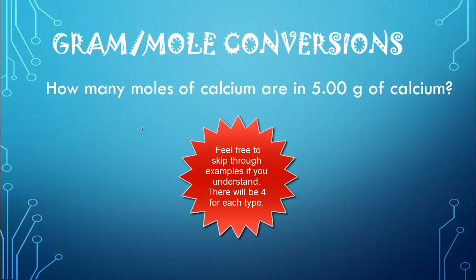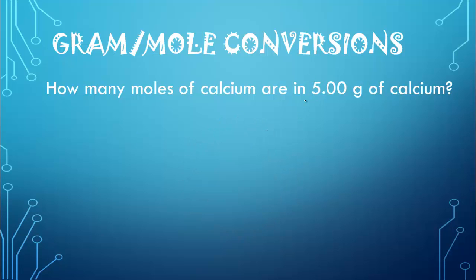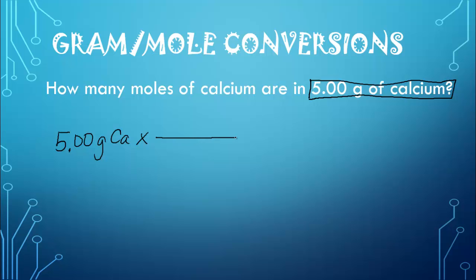So here's a third example for a gram-mole conversion. Again, we're looking for what are we given? Where are we going to start? So in this case, we are given 5 grams of calcium. So that's where we start, with 5 grams of calcium. And we times a line. We know we want to get rid of grams of calcium, so we are going to put it on bottom. And we want to change to moles, because that's what we are looking for. So we are going to change to moles of calcium. Grams of calcium will cancel out.